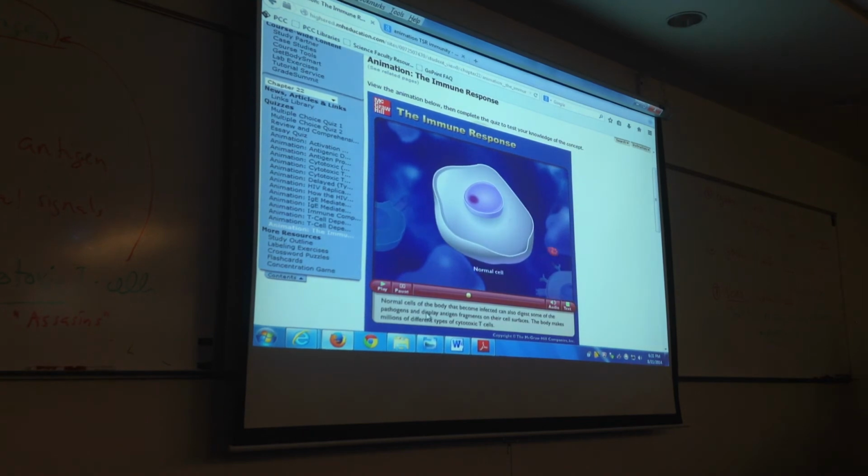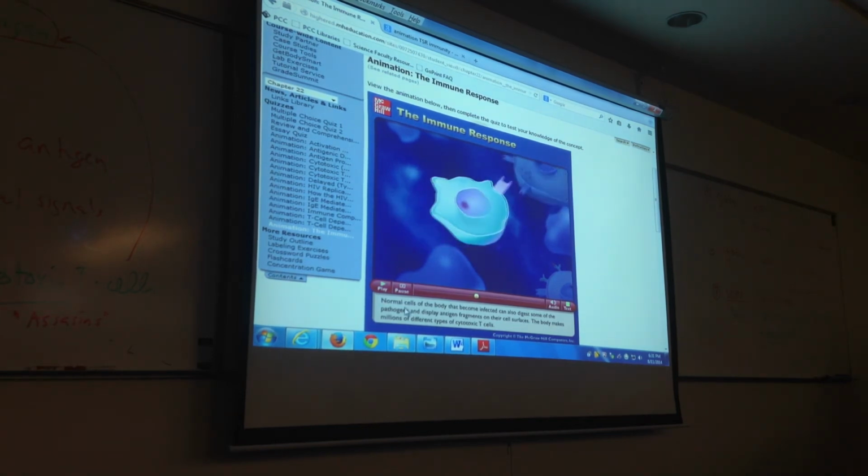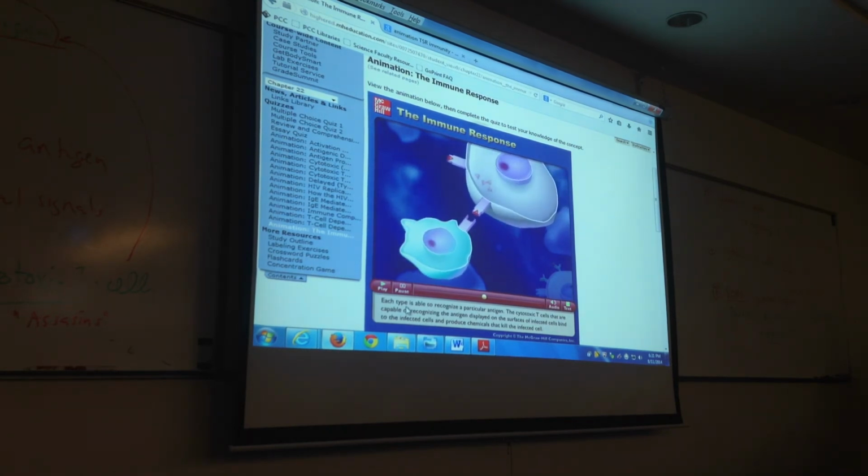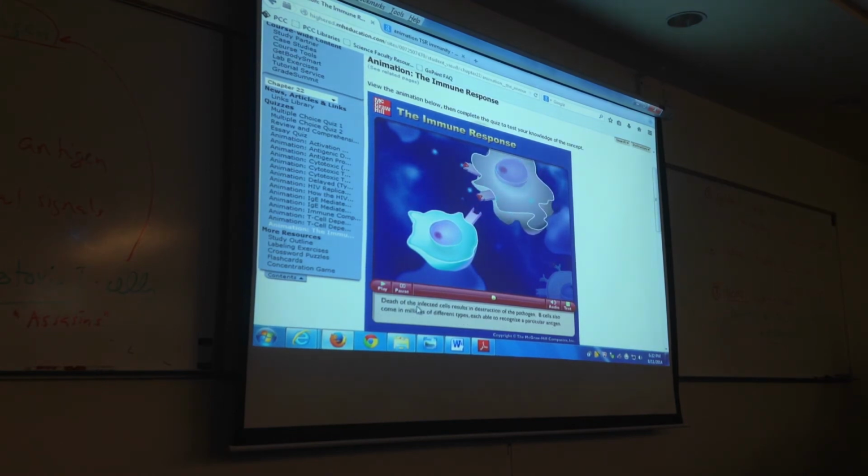Normal cells of the body that become infected can also digest some of the pathogens and display antigen fragments on their cell surfaces. The body makes millions of different types of cytotoxic T cells. Each type is able to recognize a particular antigen. Specific. The cytotoxic T cells that are capable of recognizing the antigen displayed on the surfaces of infected cells bind to the infected cells and produce chemicals that kill the infected cell. Death of the infected cells results in destruction of the pathogen.